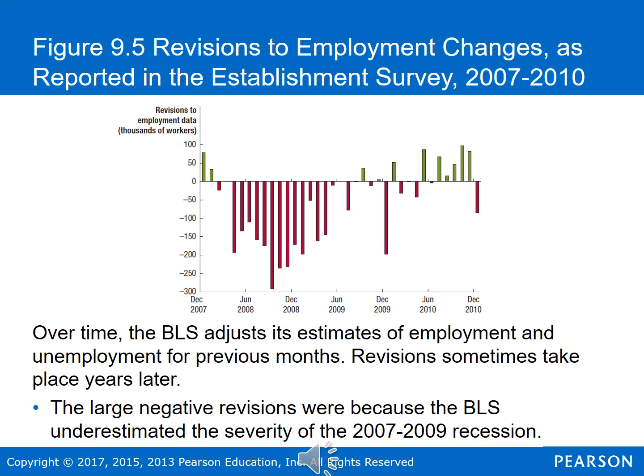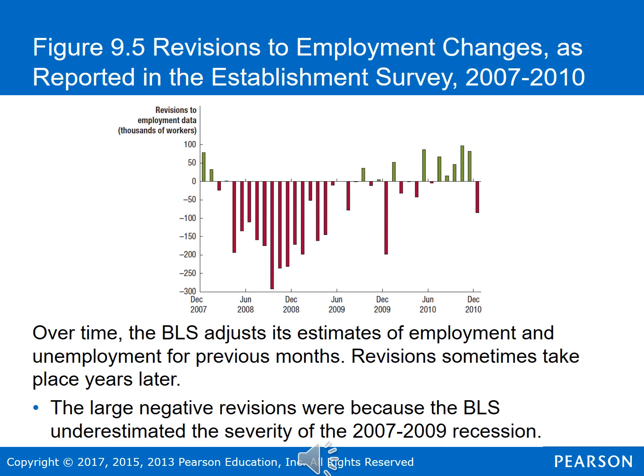The figure on this slide shows the revisions to the employment changes as reported from the Establishment Survey, over 2007 to 2010. You can see the green bars are revisions in a positive way, showing that they underestimated the number of workers in the economy. The red bars are overestimations of the number of employees in the economy. So the employment situation was worse than the initial estimates. We could see that there were large revisions that the BLS was making from 2007 through early 2009. During the height of the recession, they were severely underestimating how bad it was.